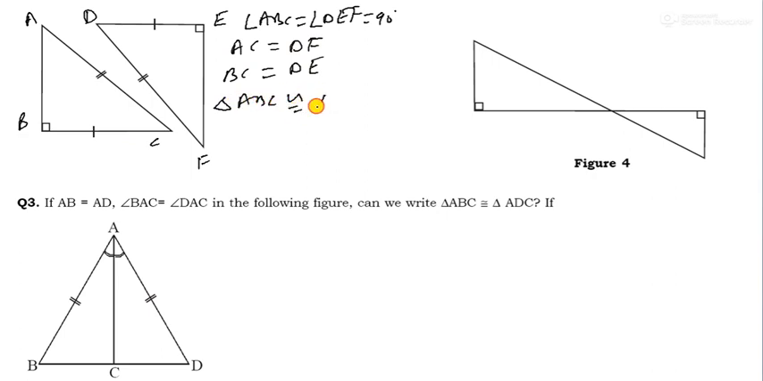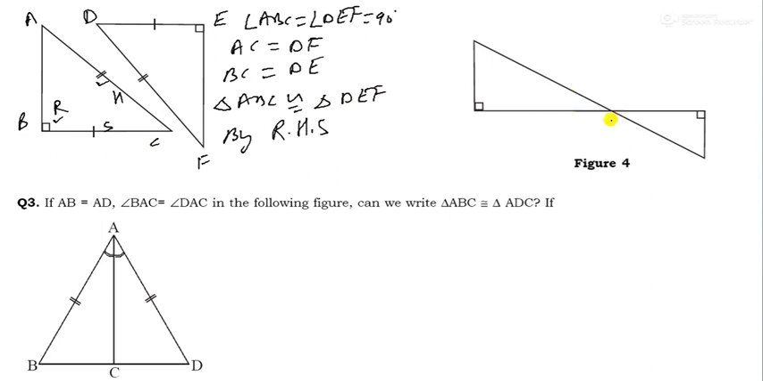ABC is congruent to triangle DEF. Which rule? RHS, because right angle, hypotenuse and one side. So you can say right angle, hypotenuse and side.